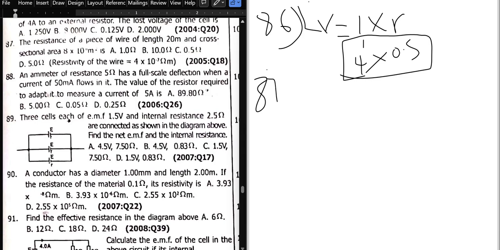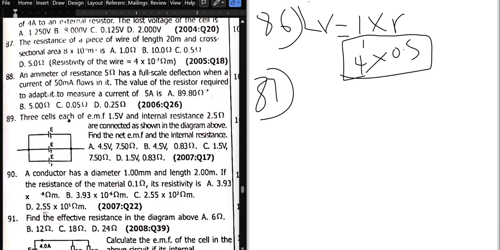87. 87 says the resistance of a piece of wire of length 20 meters and cross-sectional area of 8 times 10 raised to the power, I don't really see that, but there's meter there. I'll just give the formula. The cell should read resistivity of wire to be 4 times 10 raised to the power minus 7 ohms per meter. So what are we doing here?